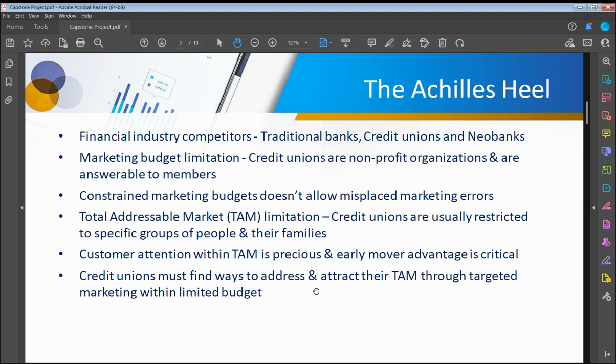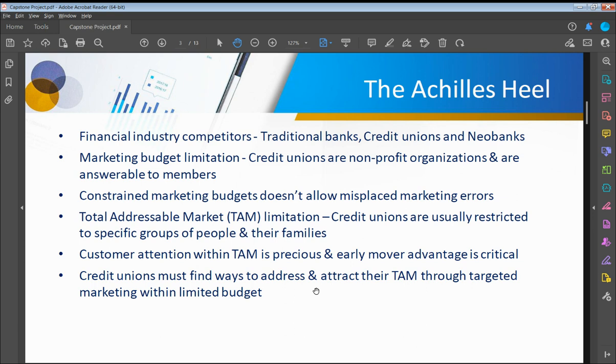Now, with credit unions, the main issue that we see is that, as compared to traditional banks, they have a limited marketing budget. That is because credit unions are usually non-profit organizations and they are answerable to members. This constrained marketing budget doesn't allow us to send out any random marketing offers, and we cannot afford to have any kind of marketing errors as well.